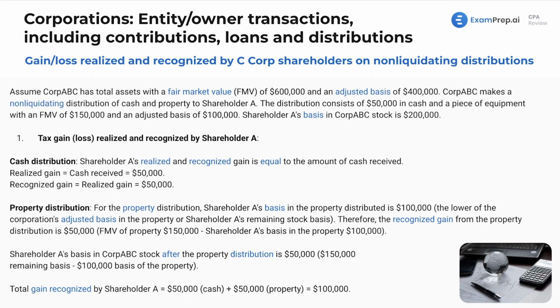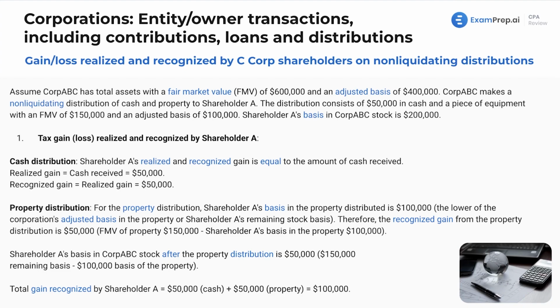You want to think of examples? Think about this like you getting a dividend from a company, but also you probably wouldn't get property from that company. You're not getting a truck or land from Apple. You're just getting a cash dividend. The distribution consists of $50,000 in cash and a piece of equipment with a fair market value of $150,000 and an adjusted basis of $100,000.